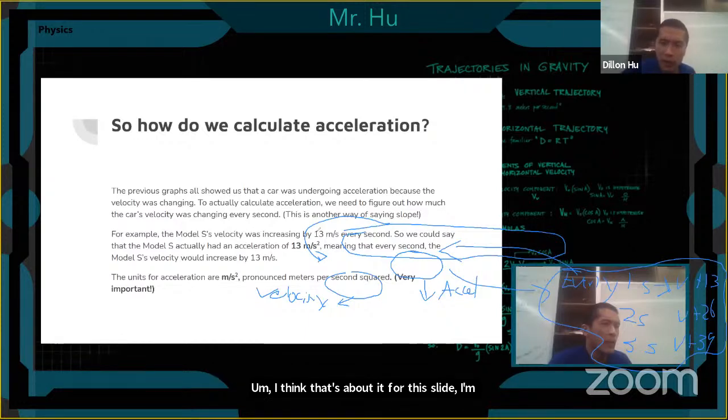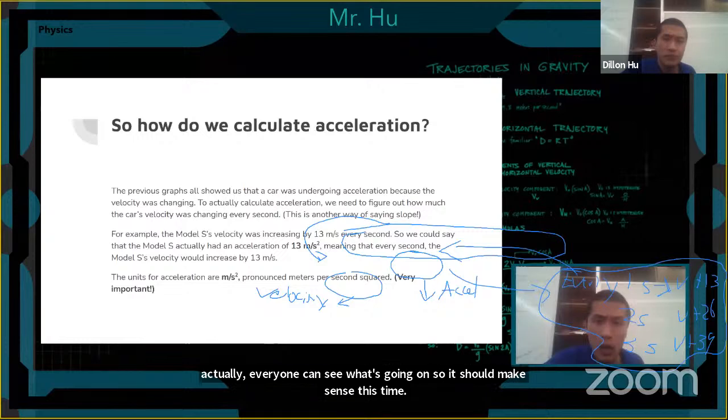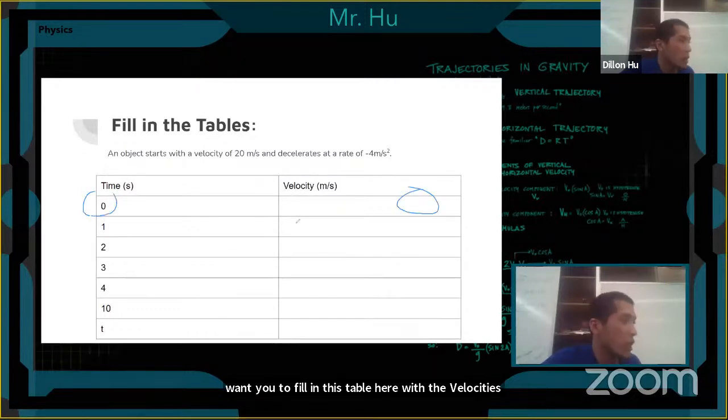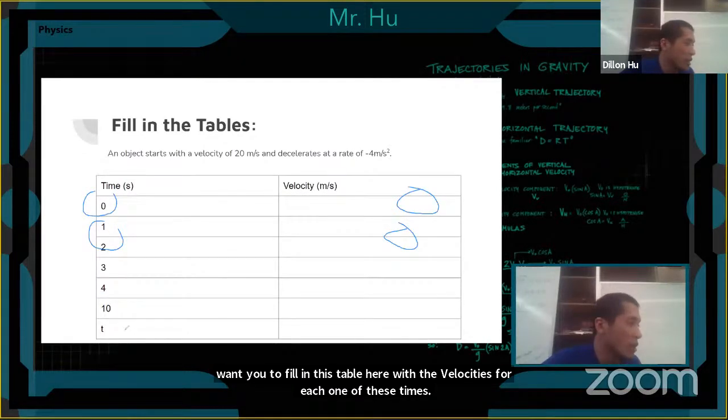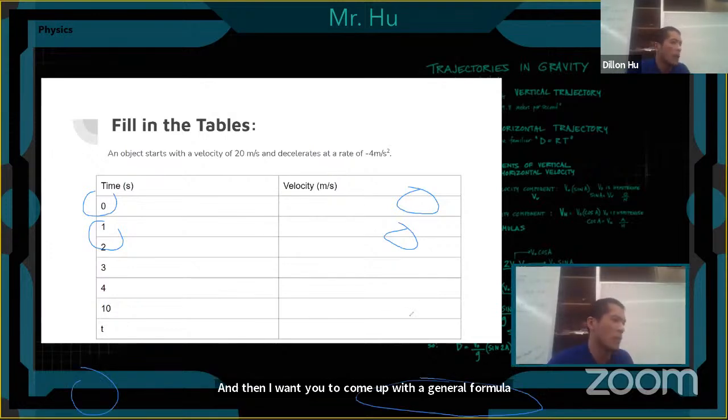I'm going to go back to the table now. So this time, I think actually everyone can see what's going on, so it should make sense. First, in this table here, I want you to fill in the velocities for each one of these times. And then I want you to come up with a general formula for the velocity for this problem for any particular time. I'm going to put you in your groups now, and we'll take maybe 5 minutes or so. Let's see if you can fill out this table and come up with an equation for this particular problem.